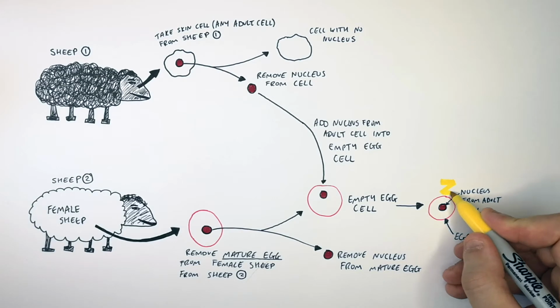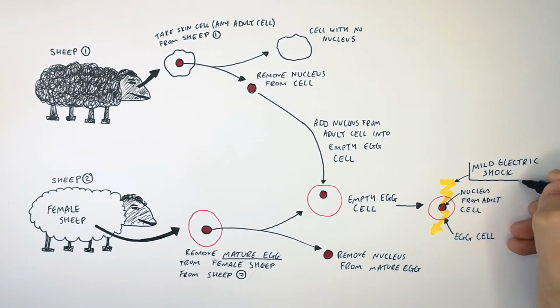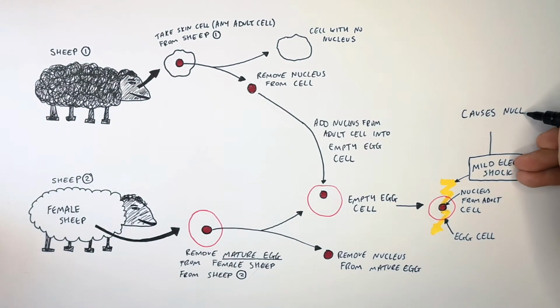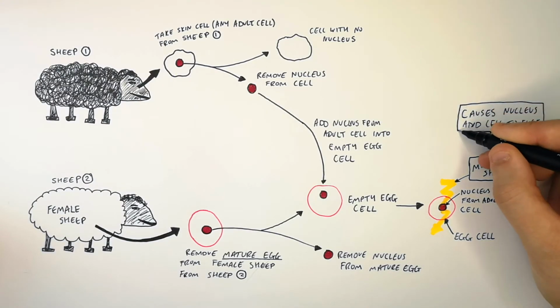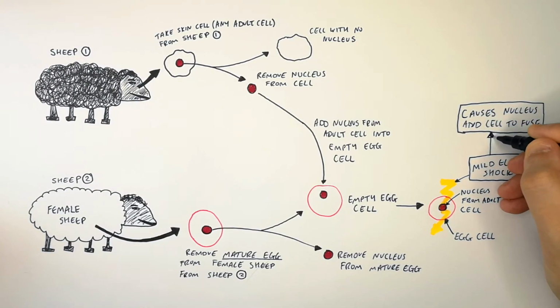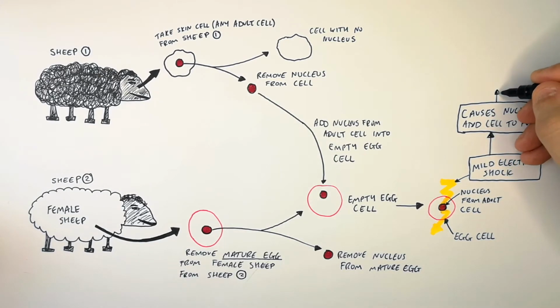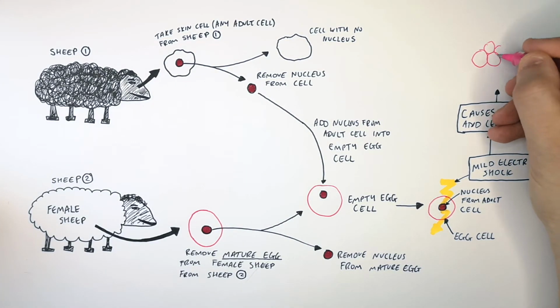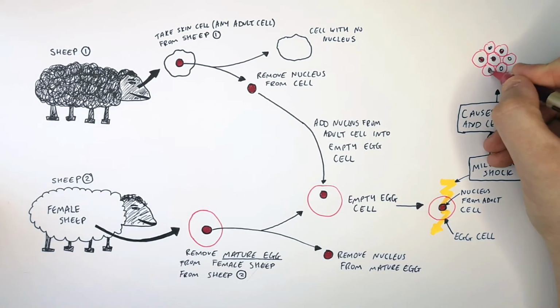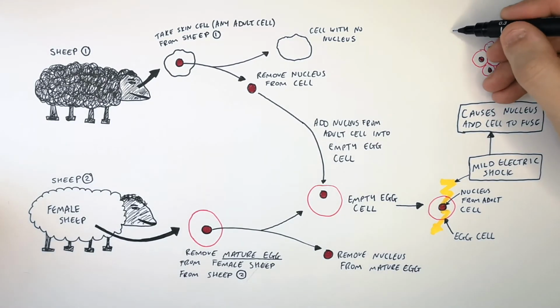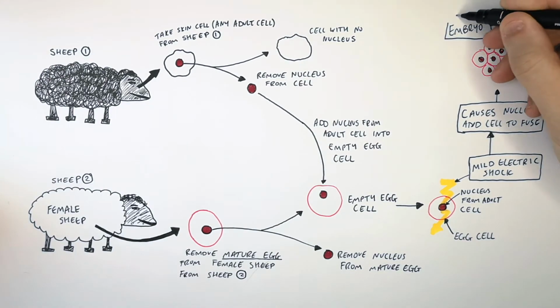You then give this cell a mild electric shock. This causes the nucleus and the cell to fuse. It's really important to give it a mild electric shock, which causes the nucleus and the egg cell to fuse. Now the egg cell and the nucleus are fused. Mitosis will cause this egg cell to divide by mitosis to form the cloned embryo. So this is now a cloned embryo.